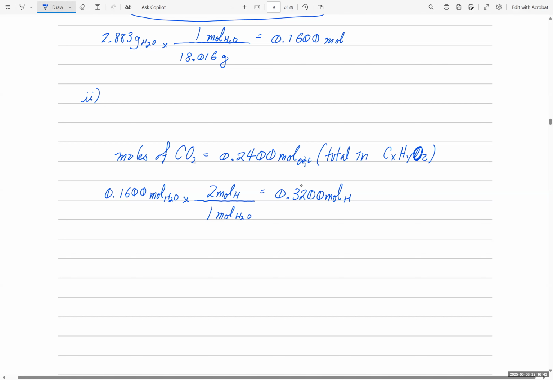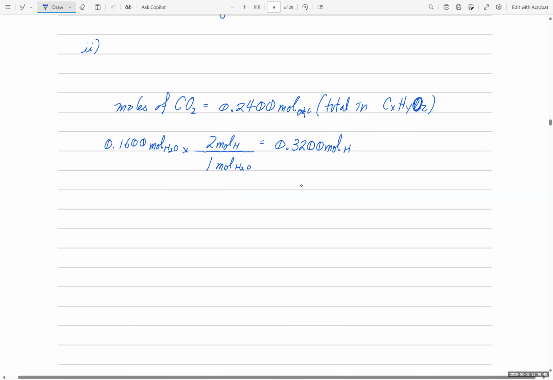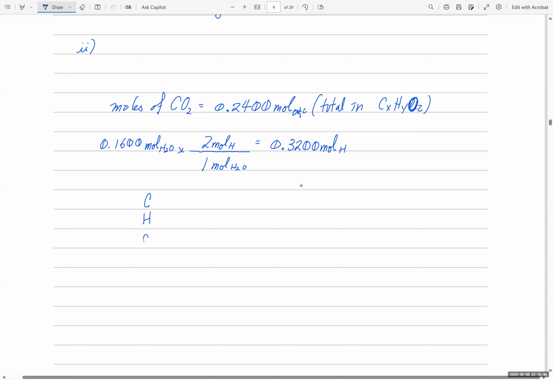Now we're done. All we have to do is find your empirical formula. You've got your C, H, and O, and what are the number of moles? Carbon and oxygen are 0.2400, and the hydrogen is 0.3200. You remember the empirical formula recipe: percent to mass, mass to mole, divide by small. So we're at moles, so we're going to divide by the smallest. The smallest mole amount is 0.2400.